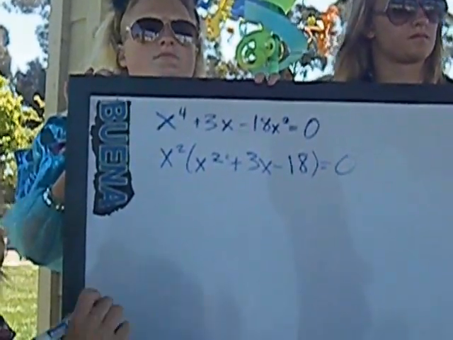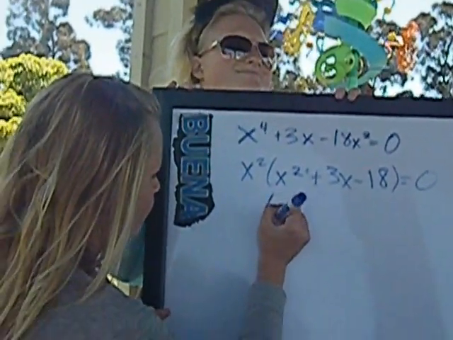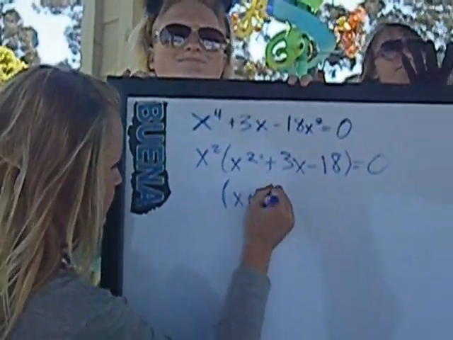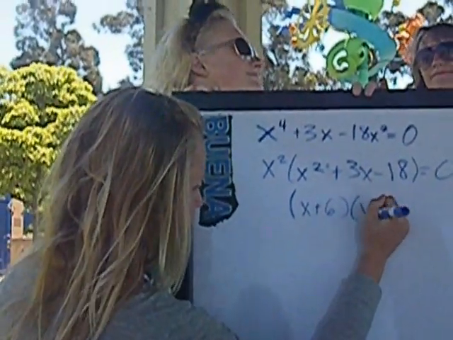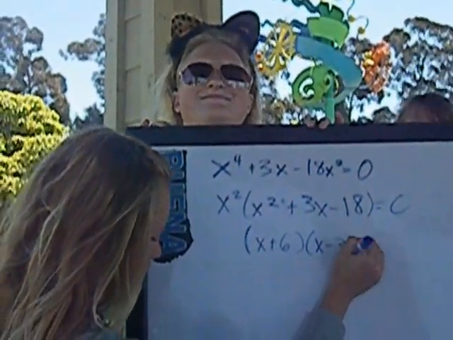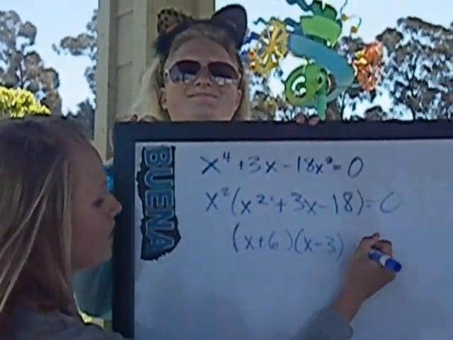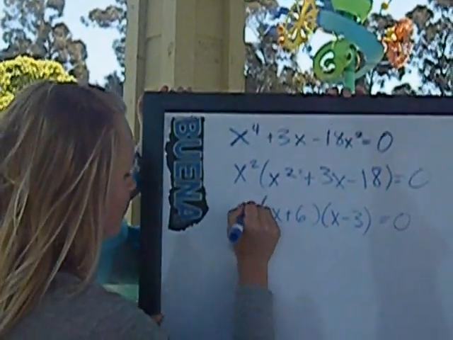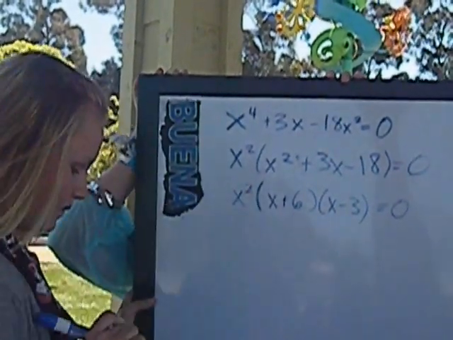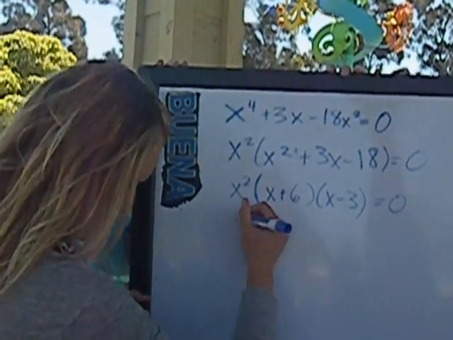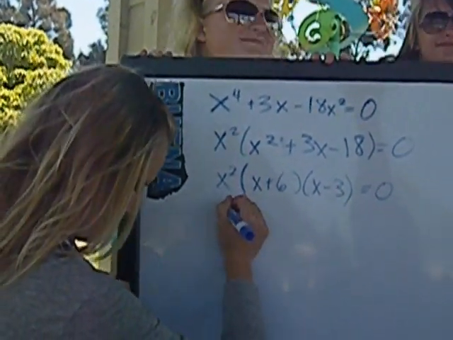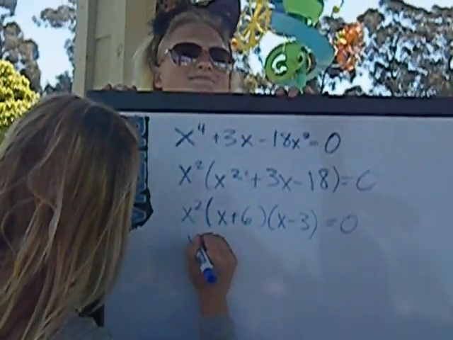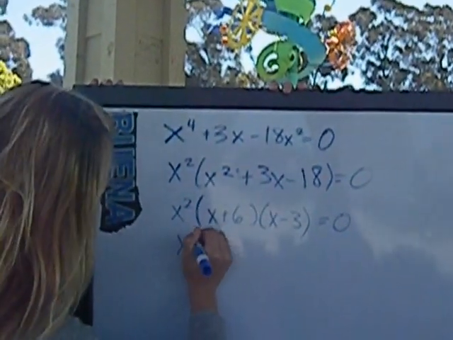And now, all you do is just factor. So you get x plus 6, x minus 3, equals 0. But don't forget about the x squared that you just factored out. So then, you find the answer by setting everything equal to 0.